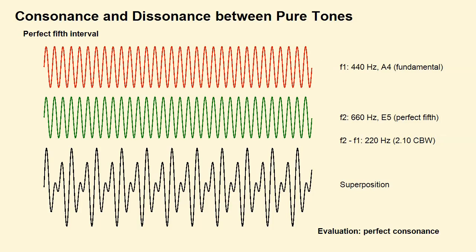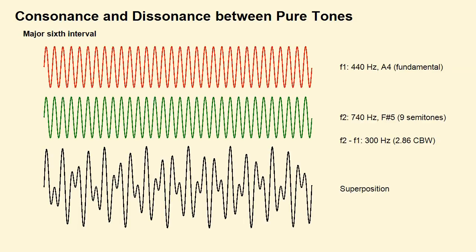The result is a perfect consonance, since it is beyond the critical bandwidth of 105 Hz for the A4. This is one of the most important intervals, since it is used in the construction of major and minor chords.